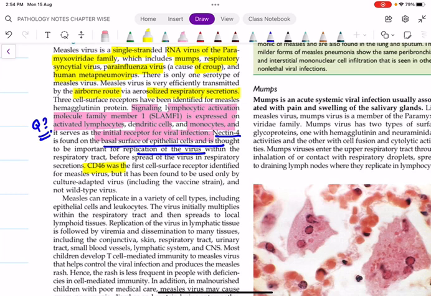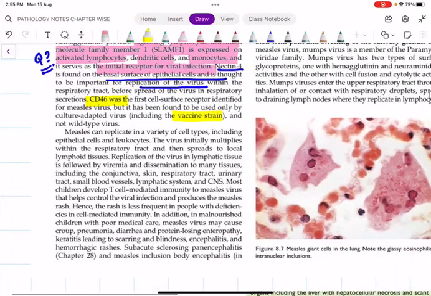Actually, the CD46 is used mainly by the vaccine virus. We are getting the measles rubella vaccine, so this vaccine virus is going to attach to the CD46 receptor, not the wild type of virus. Fine. Then where is it going to replicate? In epithelial cells and leukocytes.